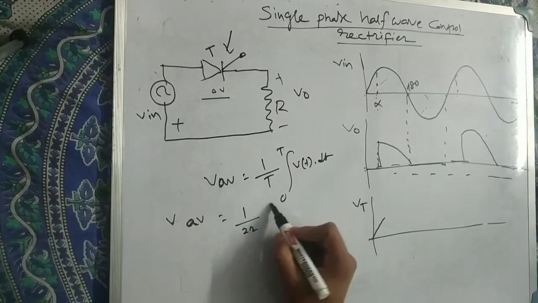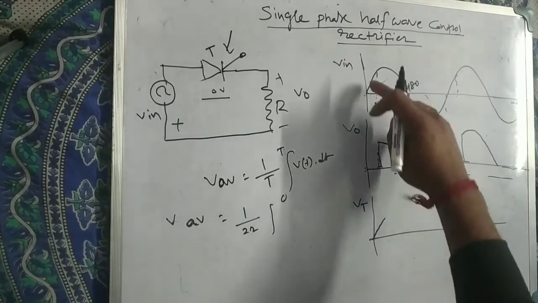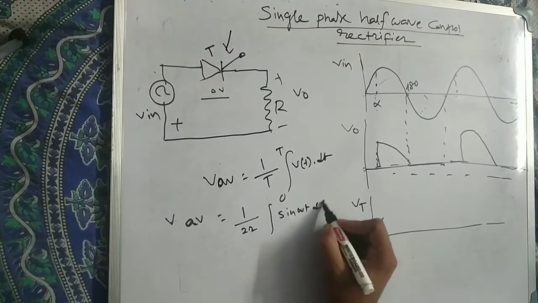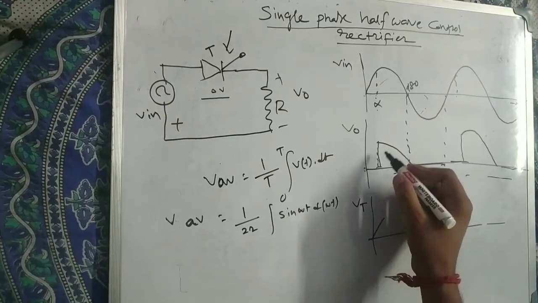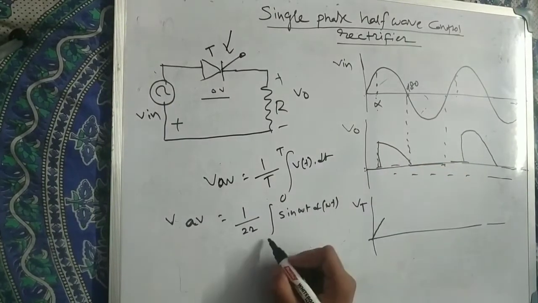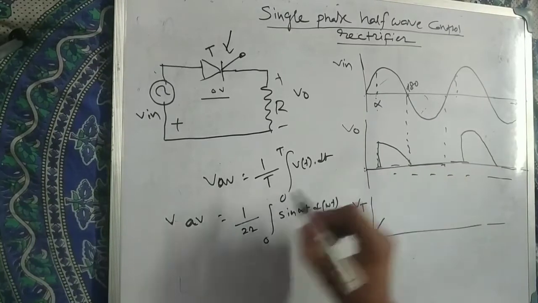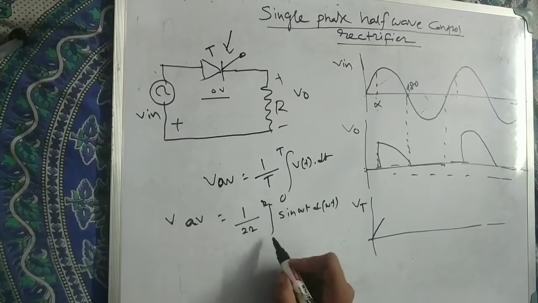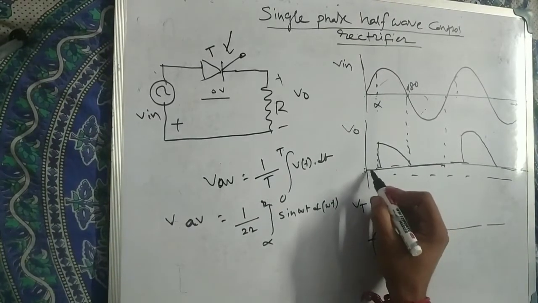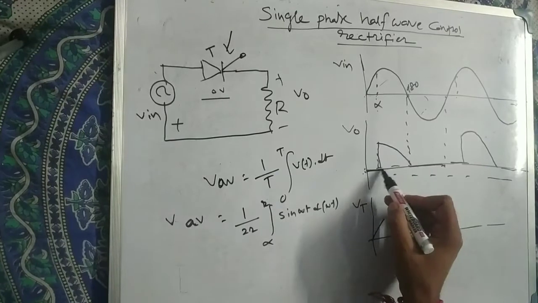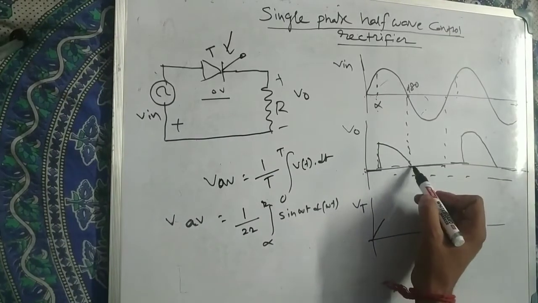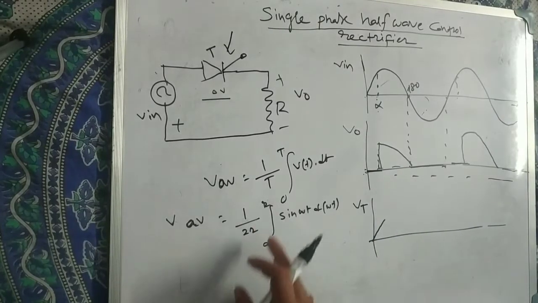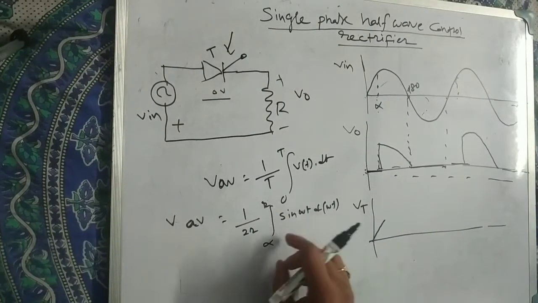But the function is a sinusoidal function, so sin omega t d omega t, and the value of the sinusoidal function is from alpha to pi, because from 0 to alpha the output is 0, and from alpha to pi only you have an output, and from pi to 2 pi you have a 0 output, so it is meaningless to write this. So we will integrate from alpha to pi sin omega t.